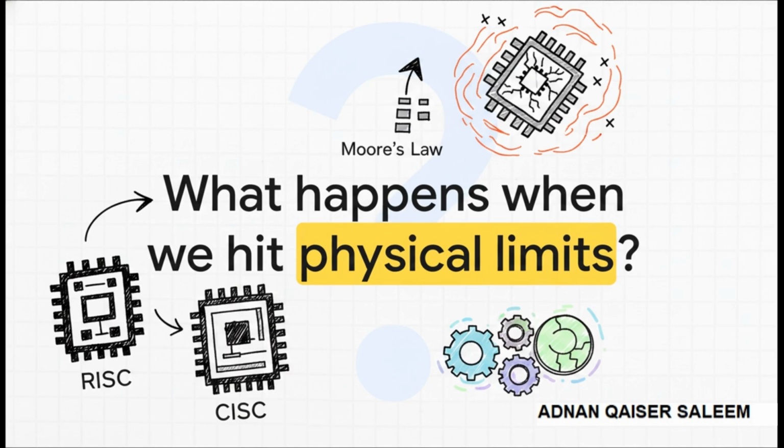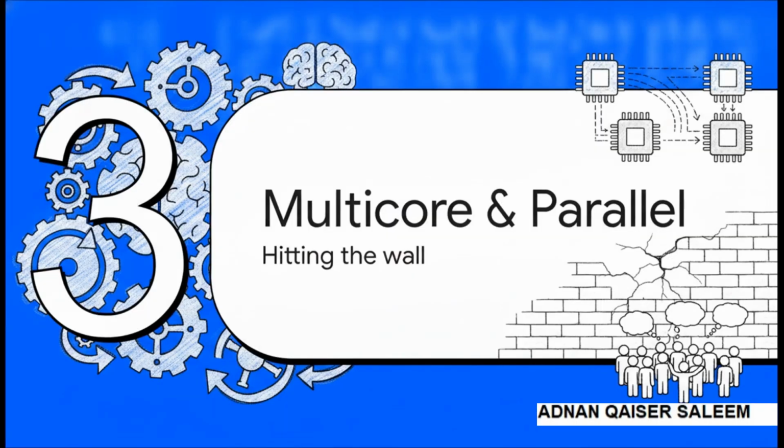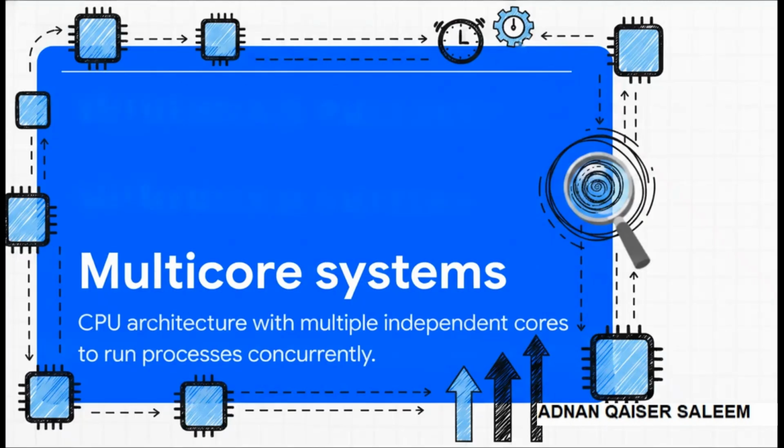What do we do when we simply cannot squeeze a single extra transistor onto a silicon chip without the whole thing just melting down? Which brings us nicely to Section 3, Multicore and Parallel systems, hitting the wall and teaming up. All right, definitely grab a pen for this one because it is highly testable and perfect for your flashcards.